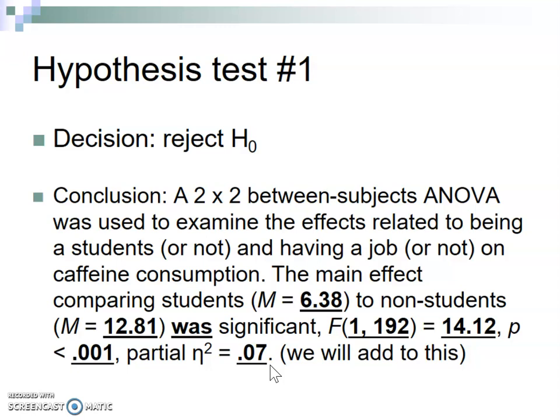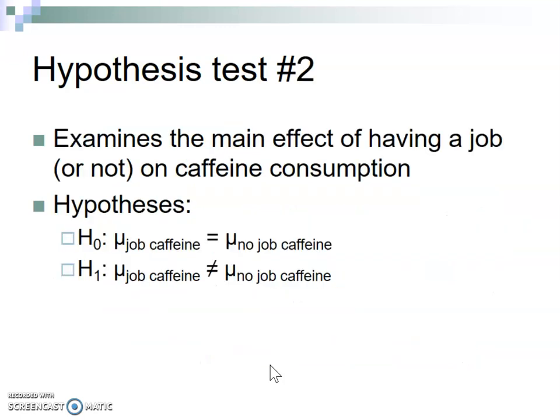So now we're going to move into our second hypothesis test. So we're actually going to revisit this conclusion after we go through interpreting this second hypothesis test. So we're going to add more to this after we do this next hypothesis test. So the second hypothesis test is going to examine our other main effect that we have to look at here. So the first hypothesis test looked at the main effect of being a student, and the second hypothesis test is going to look at the main effect of having a job on caffeine consumption.